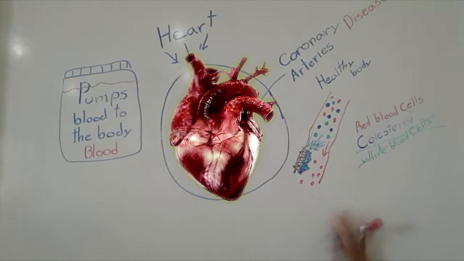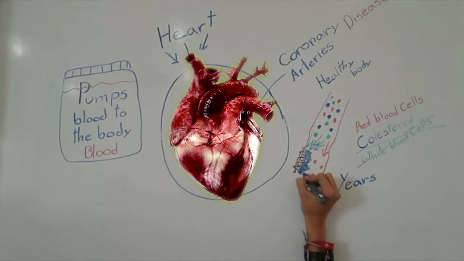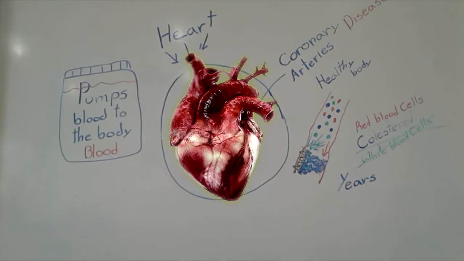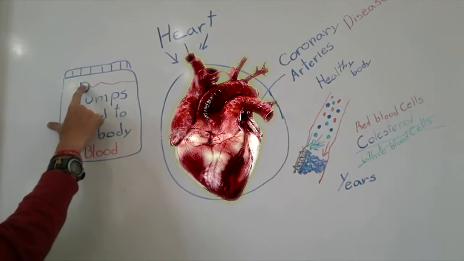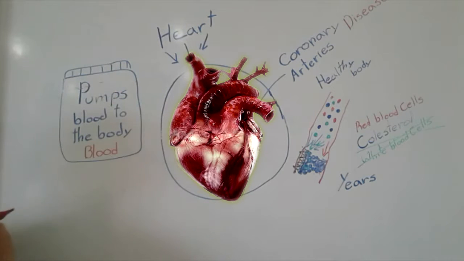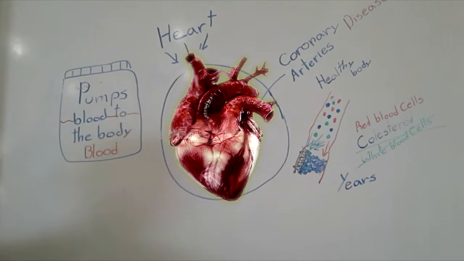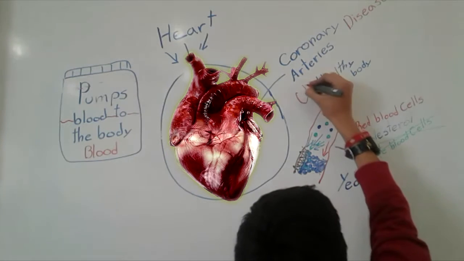Now, this is a process that takes years to fully complete, but eventually, the cholesterol will keep on accumulating, and suddenly, fewer and fewer red blood cells will be able to pass, and it keeps on accumulating until it fully blocks the artery. Now, without the artery supplying the heart muscle with oxygen, it can no longer pump blood as well as it should. So now, instead of pumping the amount of blood we see in the jar, it now pumps half or even less in some cases. And your healthy body is now an unhealthy body.